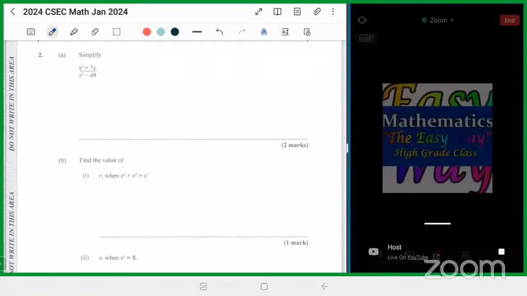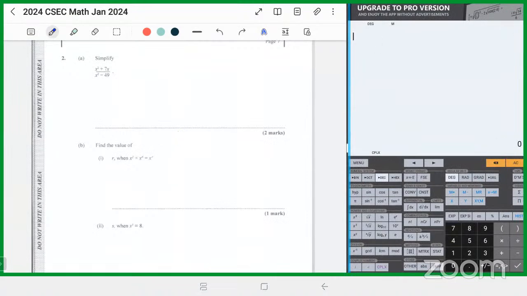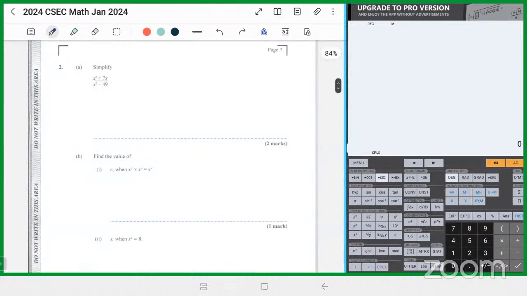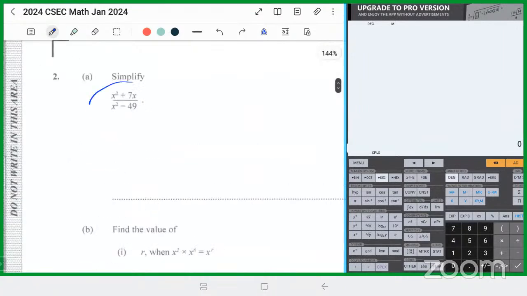All right. We are now at number 2, January 2024 CSEC math. All right, so the first part wants us to simplify this expression.